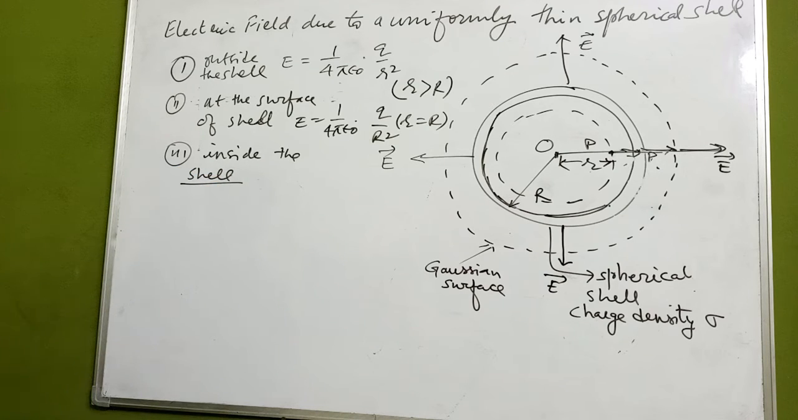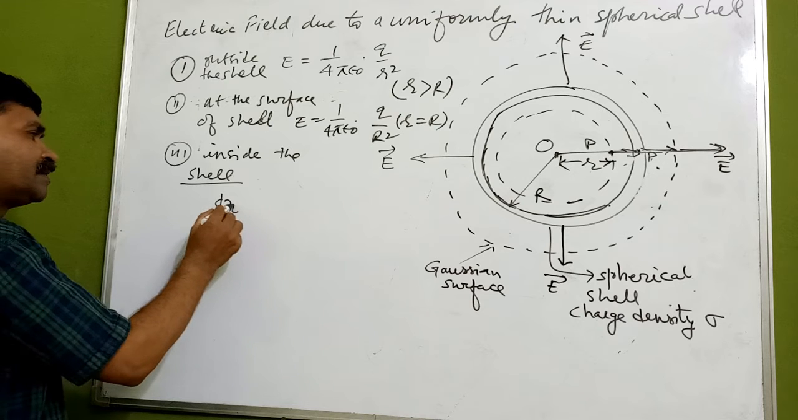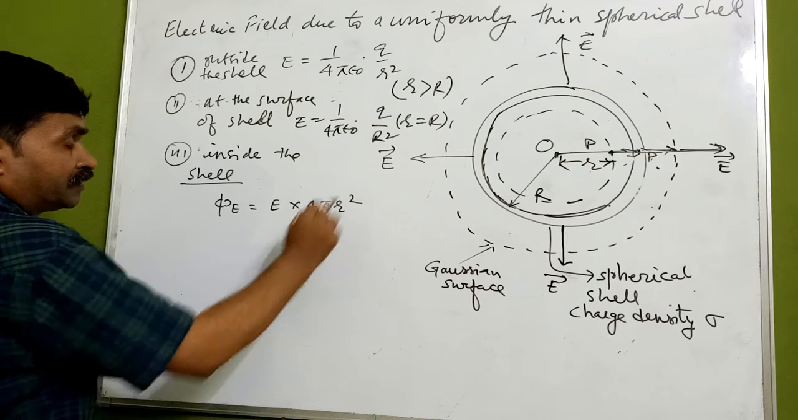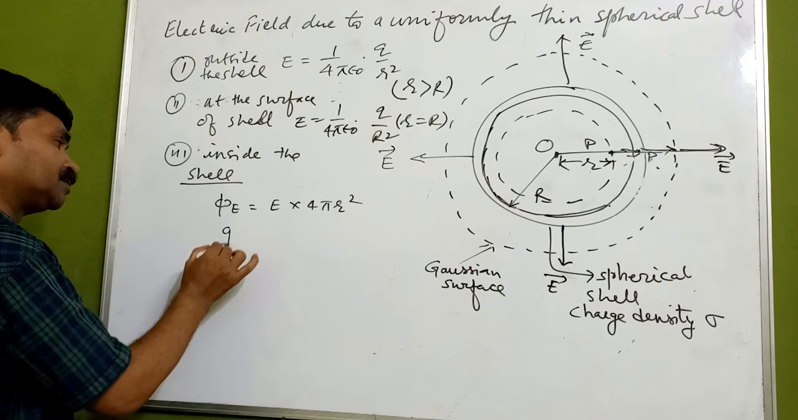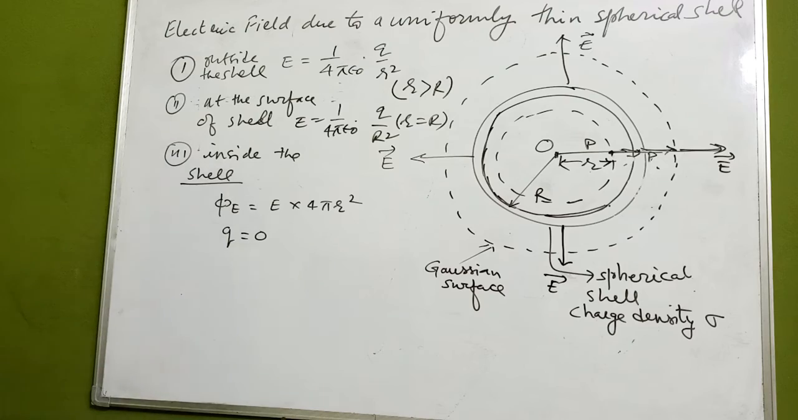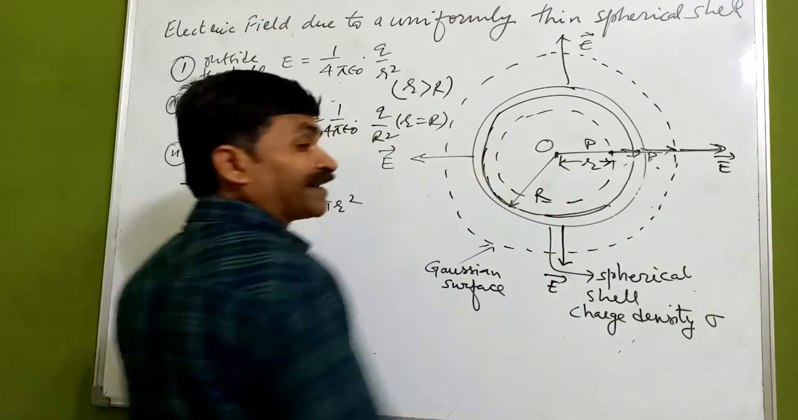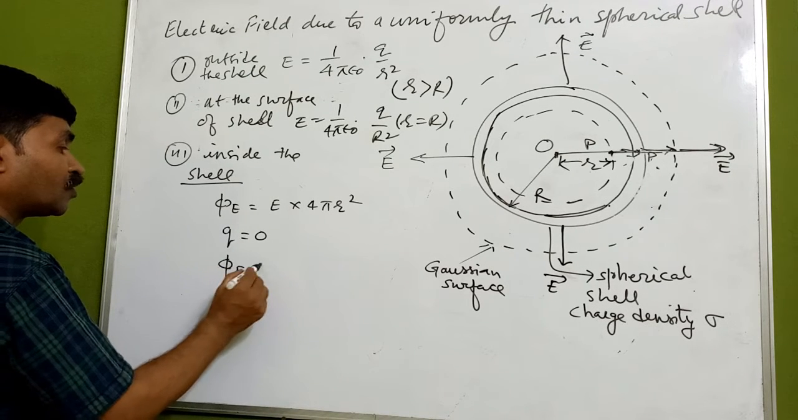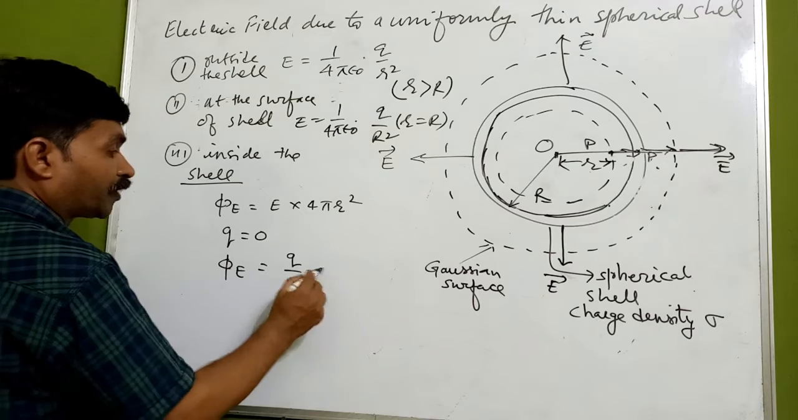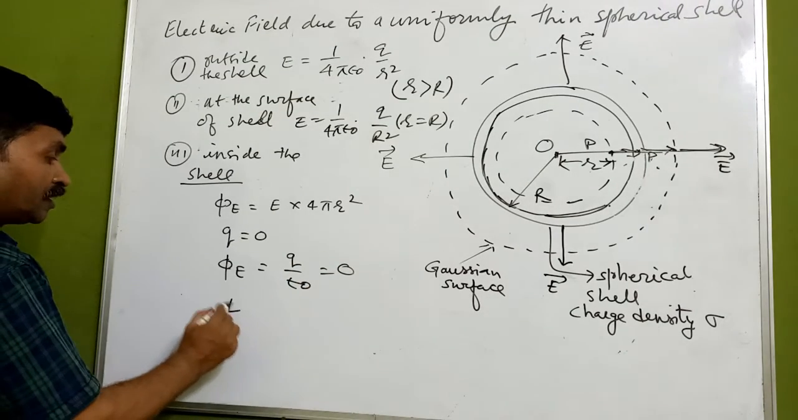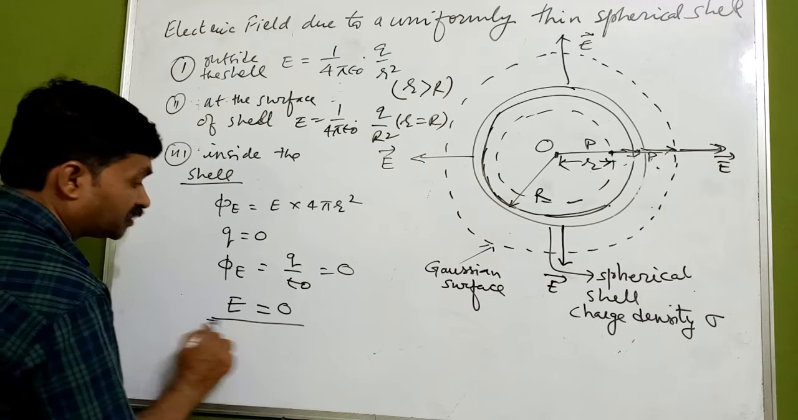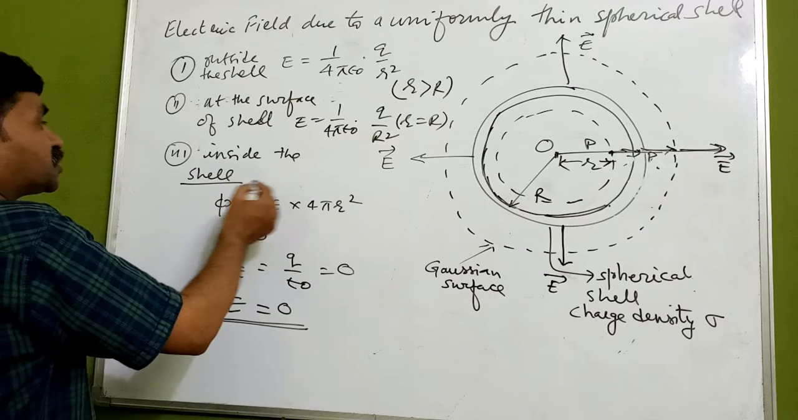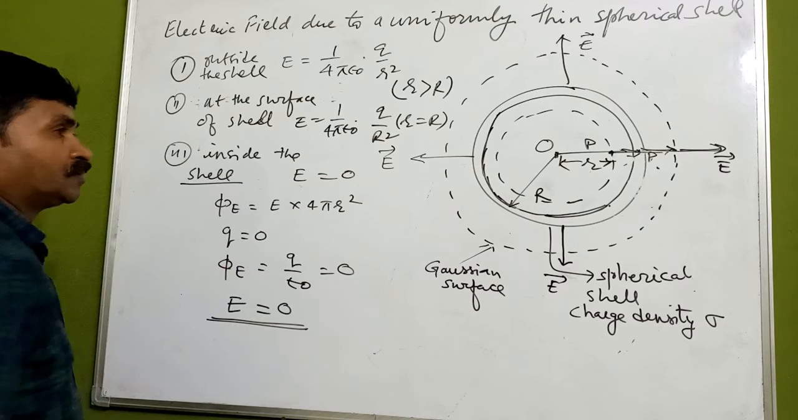Now if we go inside the shell, here we have phi E is equal to E into 4 pi R square. But if we talk about the charge inside, this charge is going to be 0. Inside this thin spherical shell, the charge is 0. And if the charge is 0, phi, which is Q upon epsilon naught, is also going to be 0. And if it is 0, the electric field is also going to be 0. So we can conclude here, inside the shell, E is equal to 0.